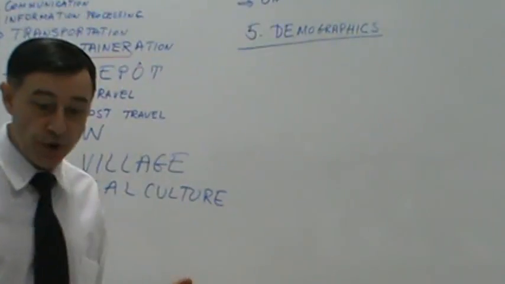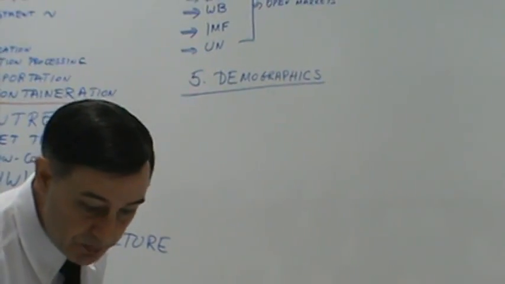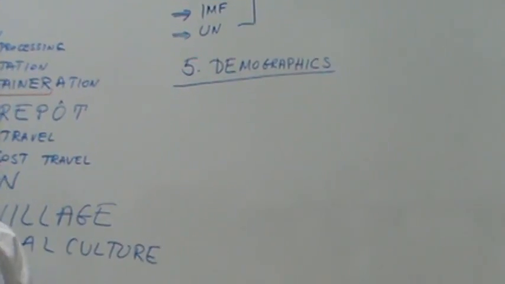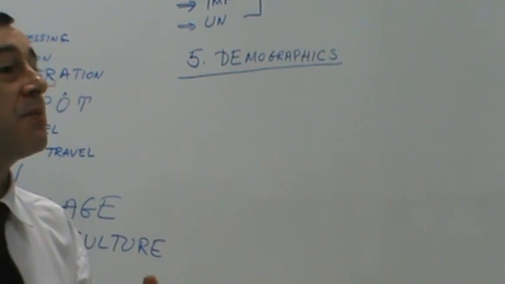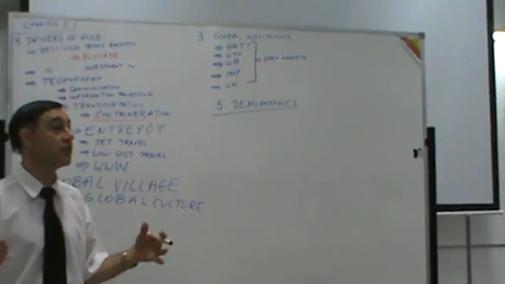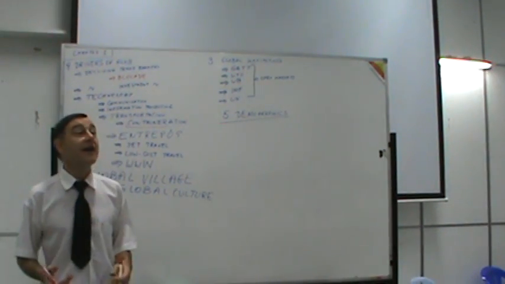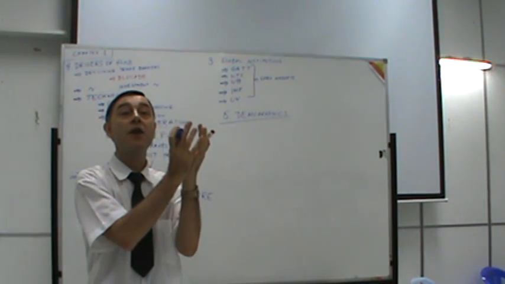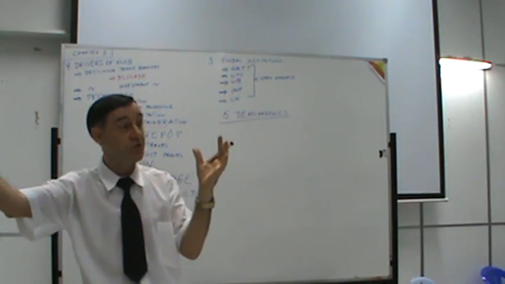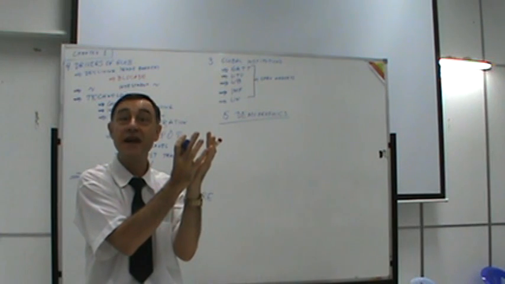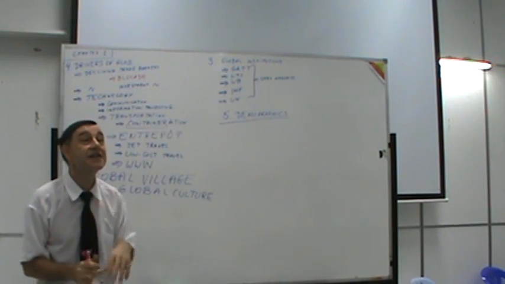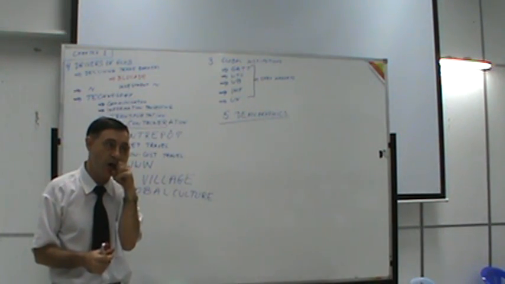Changing world output and the world trade picture. After World War II, Germany is destroyed, most of Europe is destroyed, Japan is destroyed. Only one economy is left standing, and that's the US. The US has profited from the war, okay?